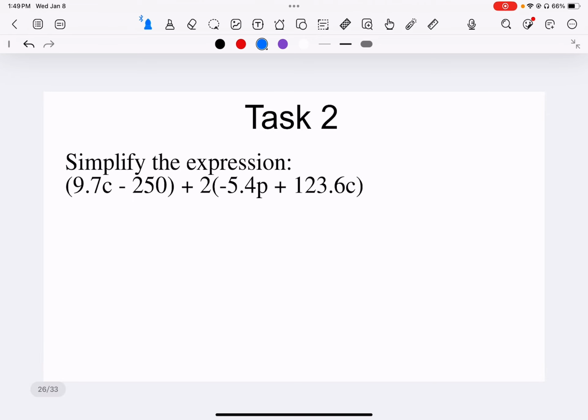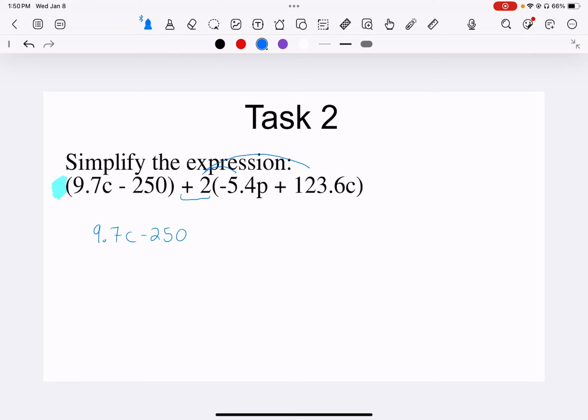Simplify this expression. Same thing, we have two expressions, each having two terms. You have to simplify it, get rid of the parentheses. There's no number in front of this parentheses to worry about, so I just bring it down. 9.7c minus 250. In front of this other parentheses, though, I now have this positive 2. So I can distribute that positive 2 to each of the terms inside the parentheses.